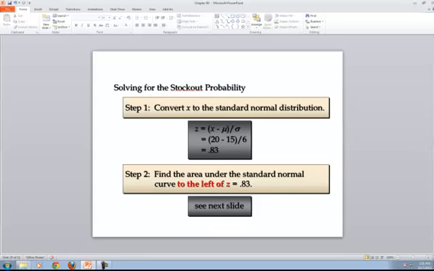First, we convert 20, a normal variable, to a standard normal variable. Hence, plug in 20, plug in 15, which is its mean, and plug in 6 into the formula for calculating the standard normal. As you will see, this means that a normal variable of 20 with mean 15 and standard deviation 6 is the same as a standard normal with a value 0.83. Next, find the area under the standard normal curve to the left of z equals 0.83. This is important, to the left. Please turn to the next slide.